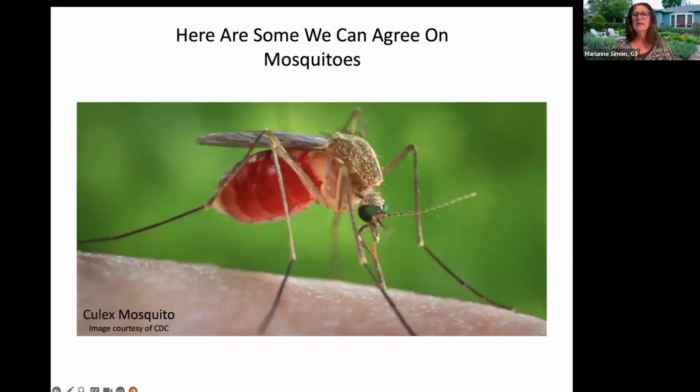That being said, there are some that are definitely more than annoying. So here you've got the mosquitoes. There's a couple of different varieties. This is the Culex mosquito.